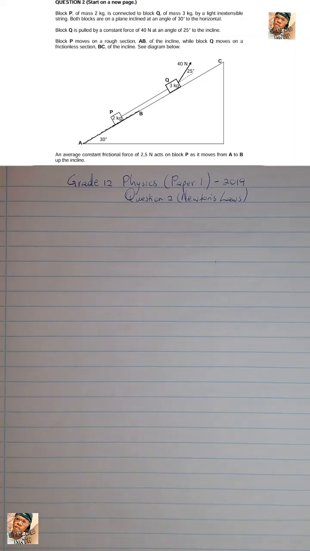Below the diagram they've written that an average constant frictional force of 2.5 newtons acts on block P as it moves from A to B up the incline. Let me draw this diagram and analyze the whole question before we get into the bigger questions. I think it will take me longer to draw the diagram while you're watching, so let me pause the video and then show you how the diagram looks.